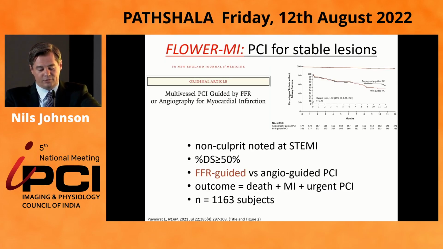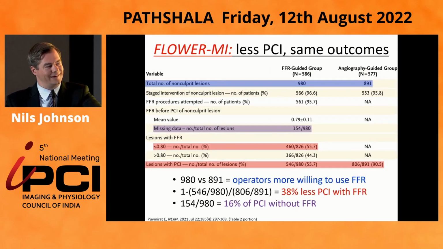As you can see in the upper right, that net composite endpoint was no different between the 2 strategies. Some people have taken this to be a negative trial against FFR, but I really want to turn it around and highlight 3 important takeaways from their data. The first is that operators were more willing to use FFR. When you look at the number of non-culprit lesions, it was higher in the FFR-guided group. Now, that shouldn't happen if you pick your lesions up front. But this might happen as I say, oh, we're in the FFR group, you know what? I'm going to go ahead and FFR that RCA. That's why you get a higher number of non-culprit lesions in the FFR-guided group.